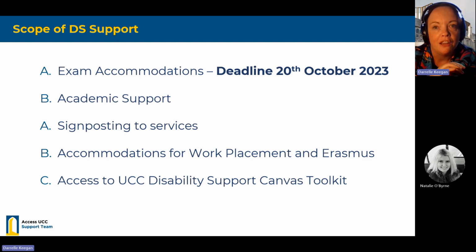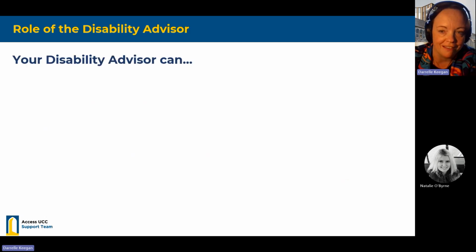So the Canvas toolkit is really worth spending a bit of time looking at once you register with us, because there's a lot of information up there, but also any announcements of things that we're doing. So, like, the deadline for the 20th of October, for example, or if there's a workshop being run that you can sign up to, all of that will be pushed out through Canvas. So it's really, really important that you use that on a regular basis.